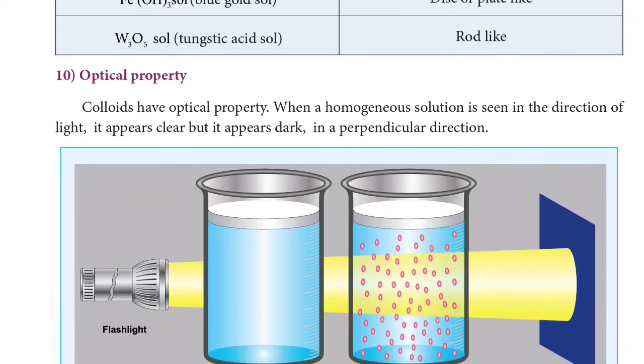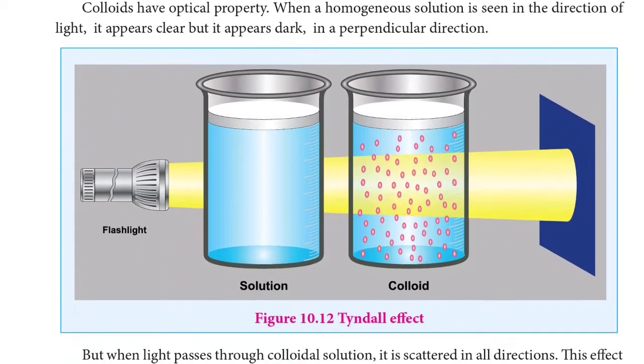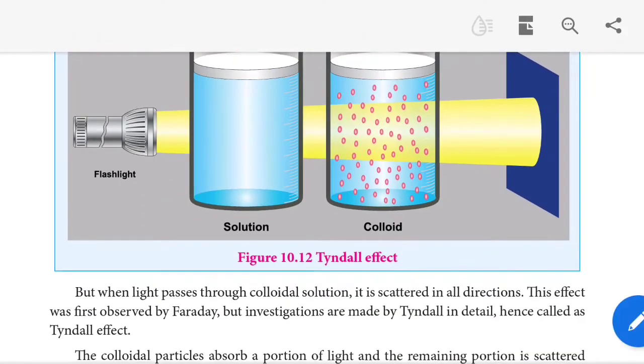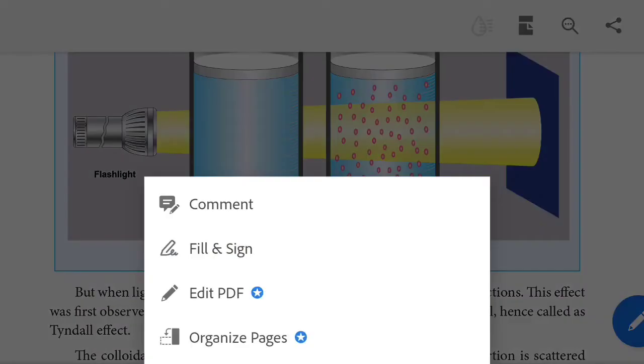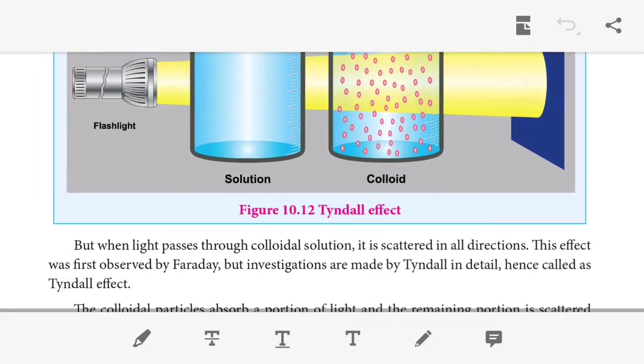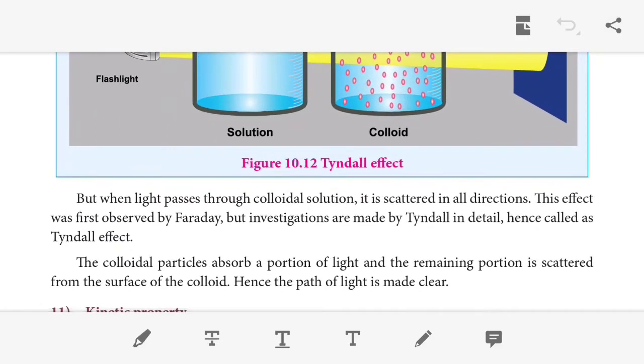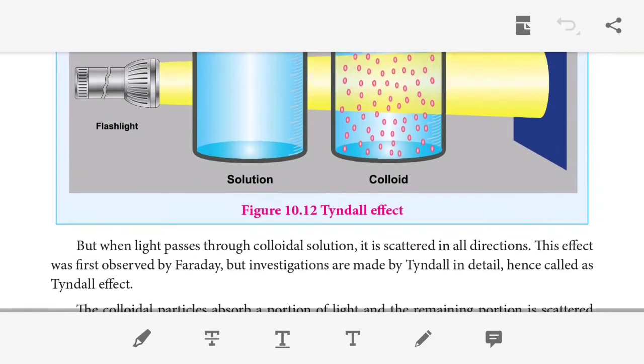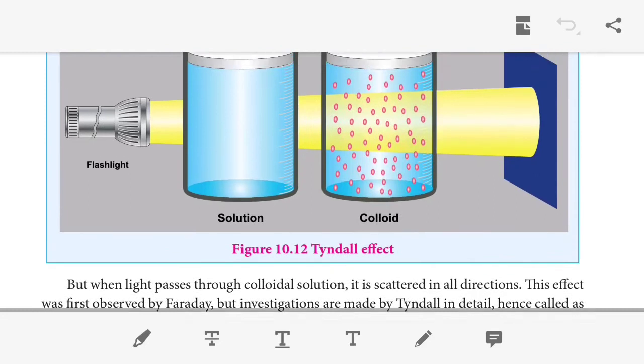A homogeneous solution, in the direction of the light, appears clear, but in a perpendicular direction it appears dark. When light passes through a colloidal solution, it is scattered in all directions. This effect was first observed by Faraday, but later investigated by Tyndall, so it is named the Tyndall effect. So the flashlight is passed on the solution.